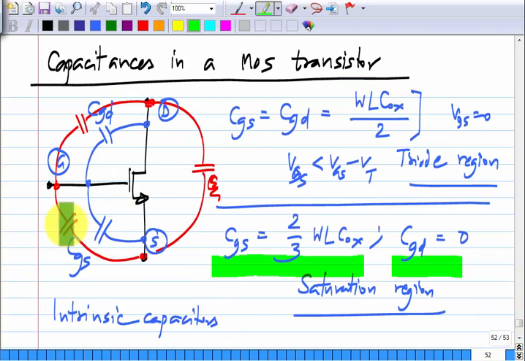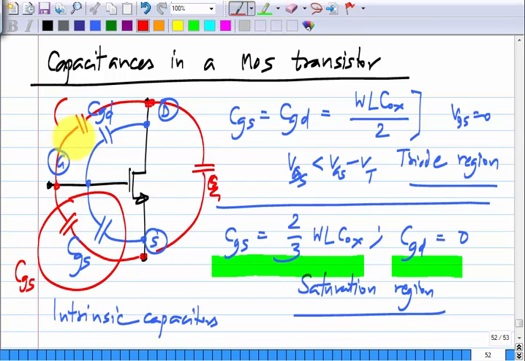Now, we don't want to go on writing different symbols for these two capacitors and then adding them together, because they are in parallel, so they will always be added together. So this combined stuff is what I'll call CGS. This combined stuff is what I'll call CGD. So, in every circuit there will be capacitances between every pair of nodes.